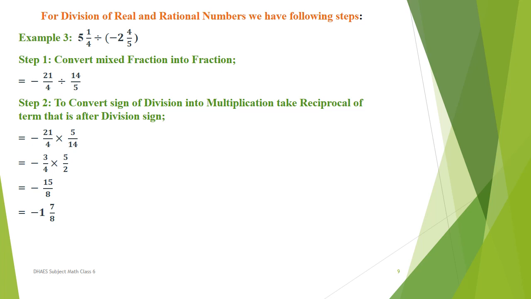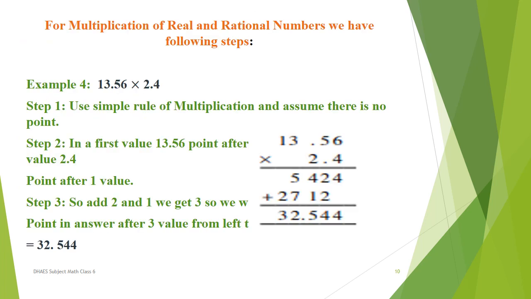If you want to convert this fraction into mixed fraction, you can convert this into mixed fraction. 8 multiplied by 1, 8. So 15 minus 8, 7 is remaining. So we write there minus 1 whole 7 over 8. That is your answer of example number 3.